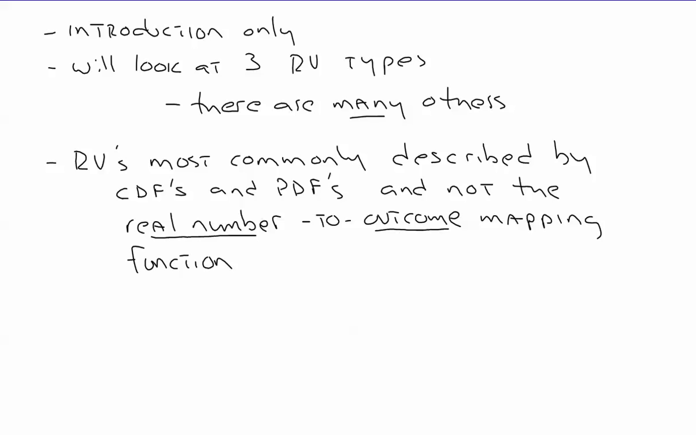Random variables are most commonly described by their cumulative distribution function, or CDF, and their probability density function, or PDF. We're going to look at the PDFs and CDFs for 3 random variable types today. We'll come back and look at these random variables and others later on when we talk about means and moments and standard deviations and variances and all those other properties. We're not going to do that today. Today we're just going to look at CDFs and PDFs of some commonly encountered random variables.